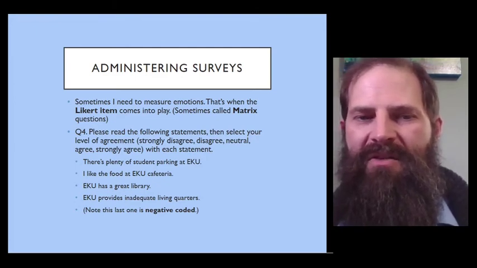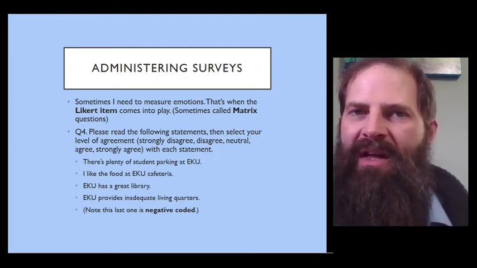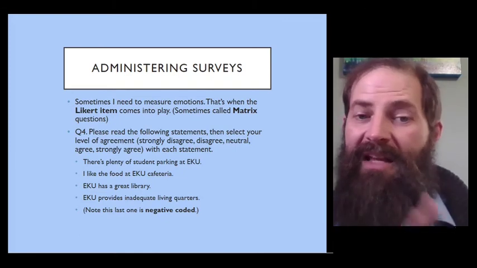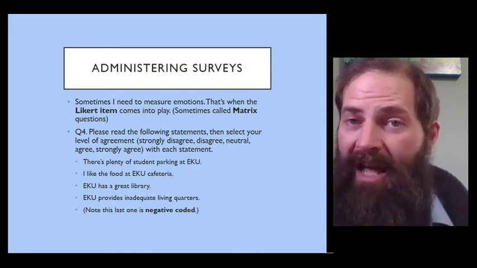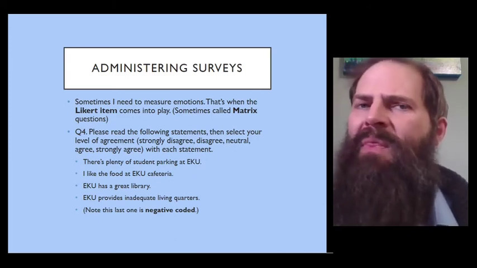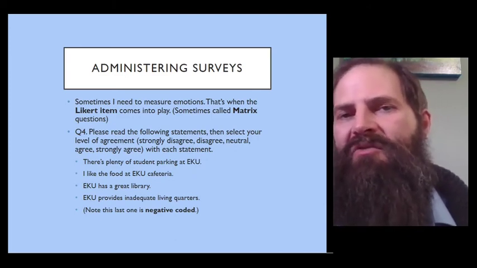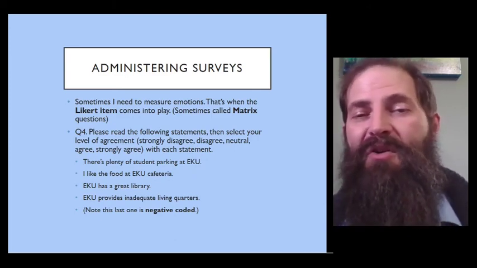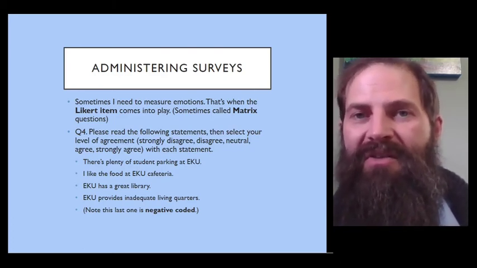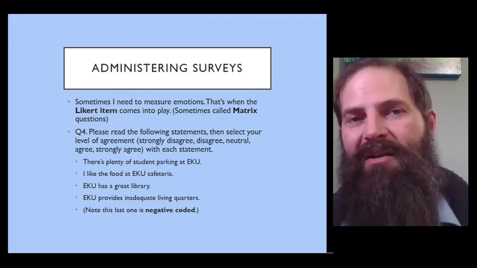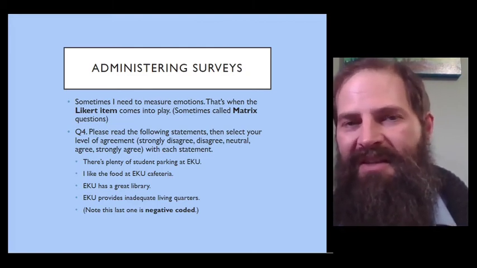So you can see the first one, there's plenty of parking. Well, that's a positive thing. I like the food. That's a positive thing. It's a great library. That's a positive thing. Inadequate living quarters. That's a bad thing. This is actually what we call a negative coded question. Negative coded questions are really cool because it gives you a chance to see if people are actually reading your surveys. You could even take an earlier item that you've listed and reverse it and test people on that.